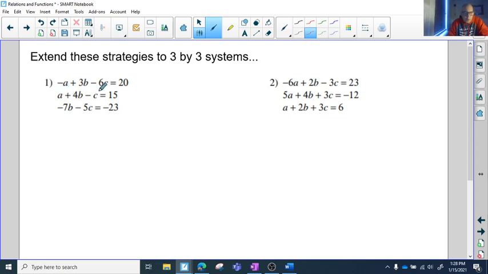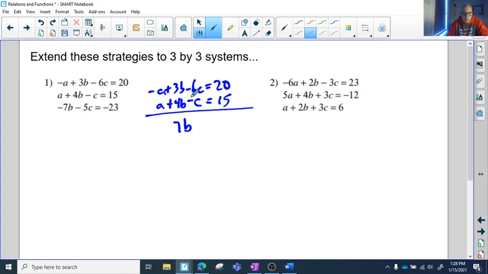Although, I think a quicker way, if you notice, this is set up very nicely for these a's to eliminate. Let's just take the 2 equations, negative a plus 3b, take away 6c equals 20. Line this one up underneath it, a plus 4b, take away c equals 15, and let's eliminate. If I have a negative a and a plus a, to eliminate I'd want to add the 2. So negative a plus a, 0. Now you have to do the same operation all the way across. 3b plus 4b, 7b. A negative 6c plus a negative 1c is a negative 7c. 20 plus 15 is 35.